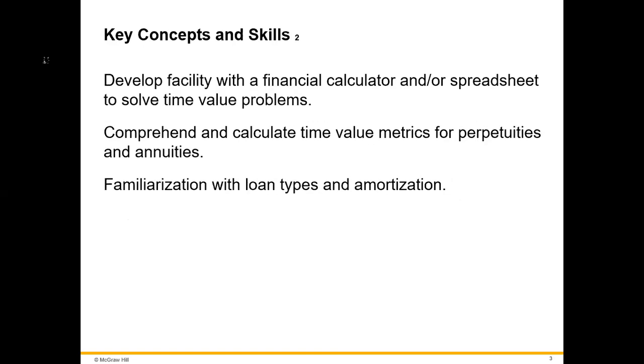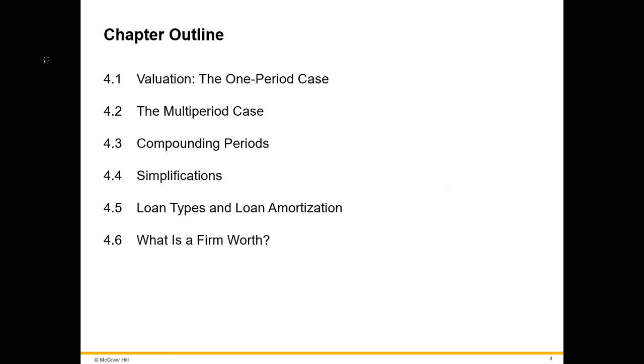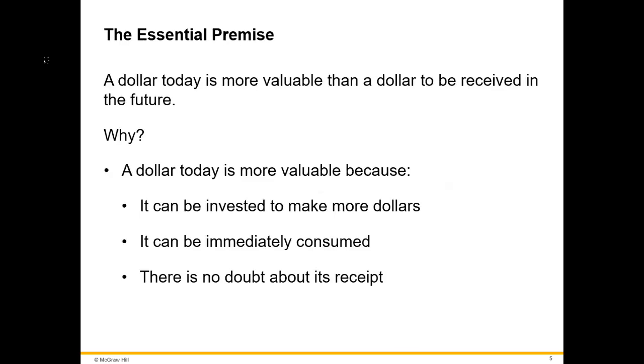Further, we're going to develop facility with a financial calculator and/or spreadsheet to solve time value problems. Comprehend and calculate time value metrics for perpetuities and annuities. And finally, familiarize ourselves with loan types and what we call amortization. So we've got a lot of stuff packed in this chapter. So there's our outline, how we'll attack all those concepts and skills.